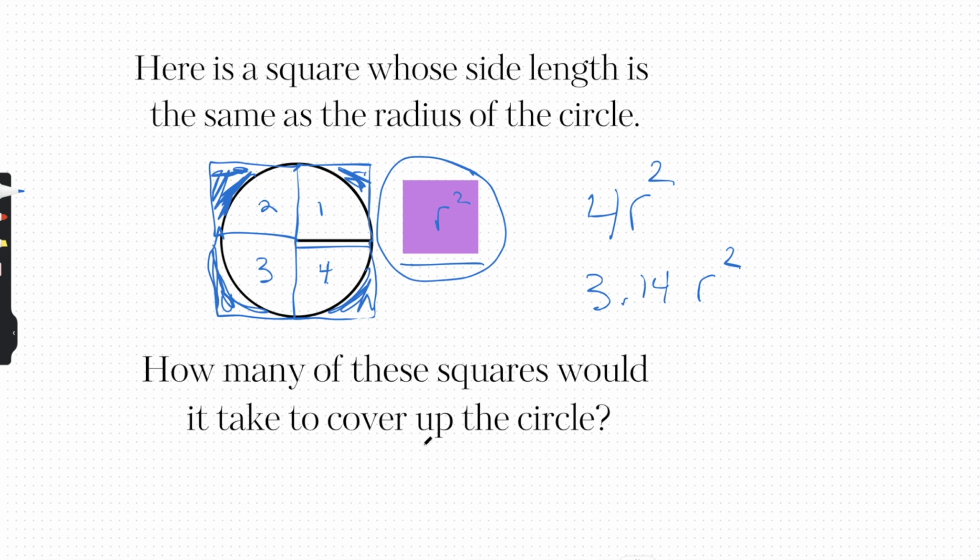So the question is, how many of these squares would it take to cover up the circle? The exact amount would be pi, which is 3.14 radius squared. And that is actually the formula to find the area of a circle. It's 3.14 times the radius squared.